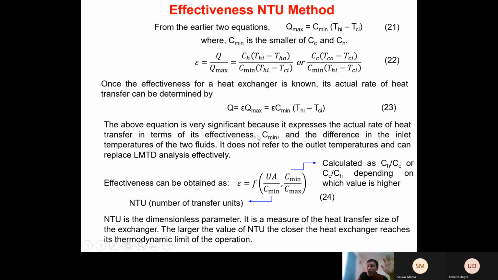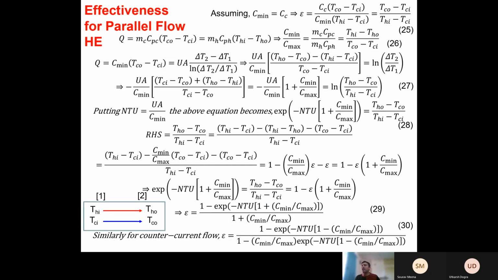So we will solve only for one case, parallel flow. We have derived the effectiveness equation for a parallel flow. Parallel flow is like this: hot fluid and cold fluid both are flowing in the same direction. But for counter current flow also you can derive the expression for effectiveness. This equation I have given here, but that derivation you can do yourself.